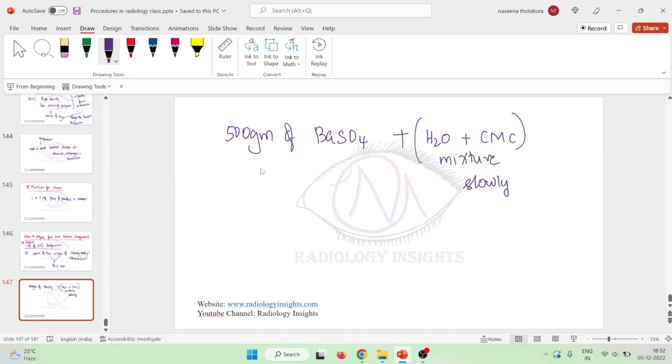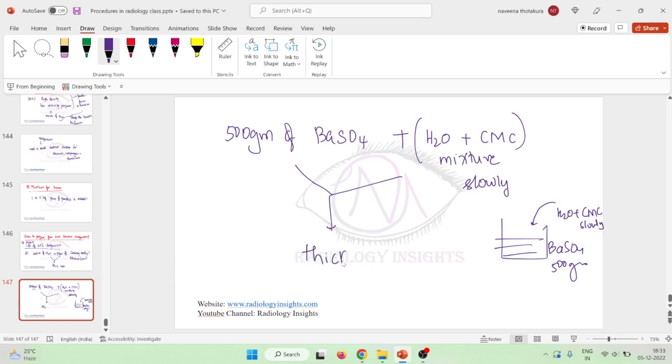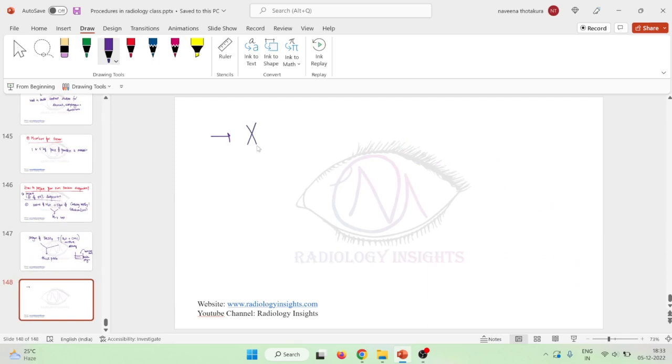When you add this mixture slowly to the 500 grams of barium sulfate, that is, water with carboxymethyl cellulose, it will result in the formation of a thick paste. This slow addition is to prevent the formation of clumps in the barium. Now you have got a thick paste.